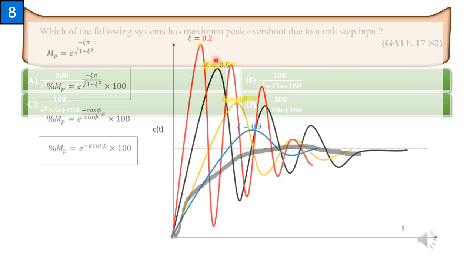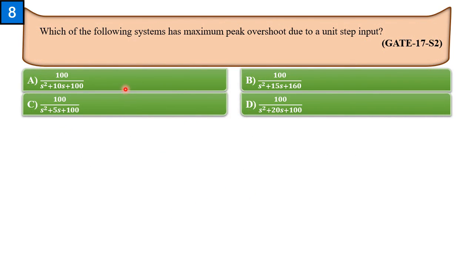So now let's go to our question. Here we have to find out in which transfer function we have the least value of zeta. So let's see how we are going to do that. As we can see, omega n square is 100 in all of them. So we write it separately that omega n square is 100, so omega n is 10.